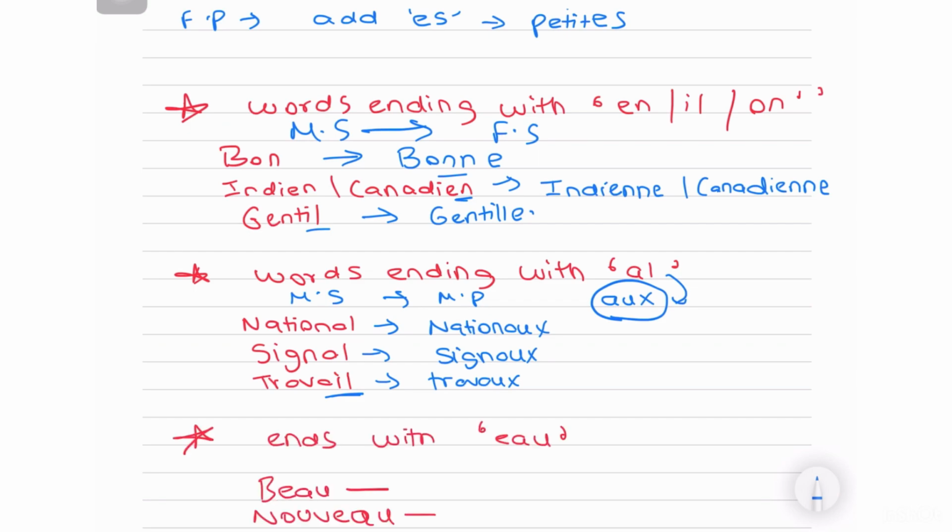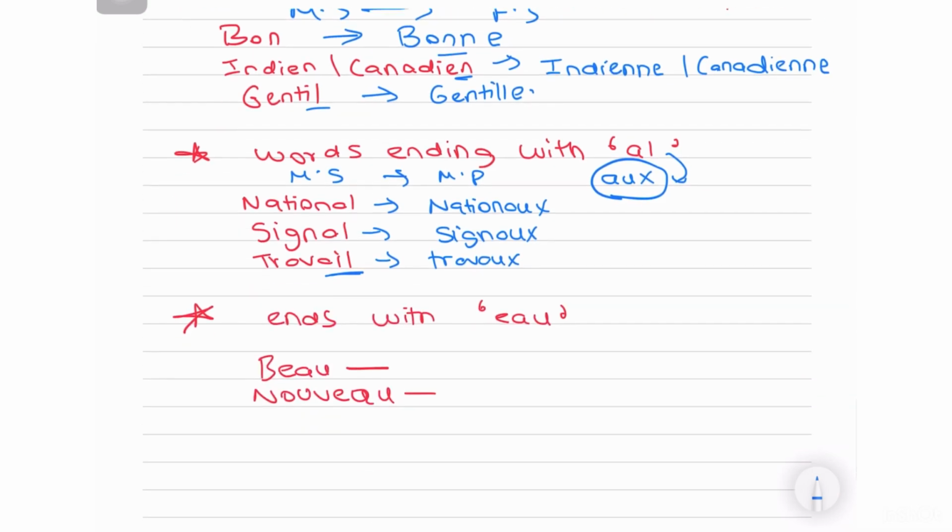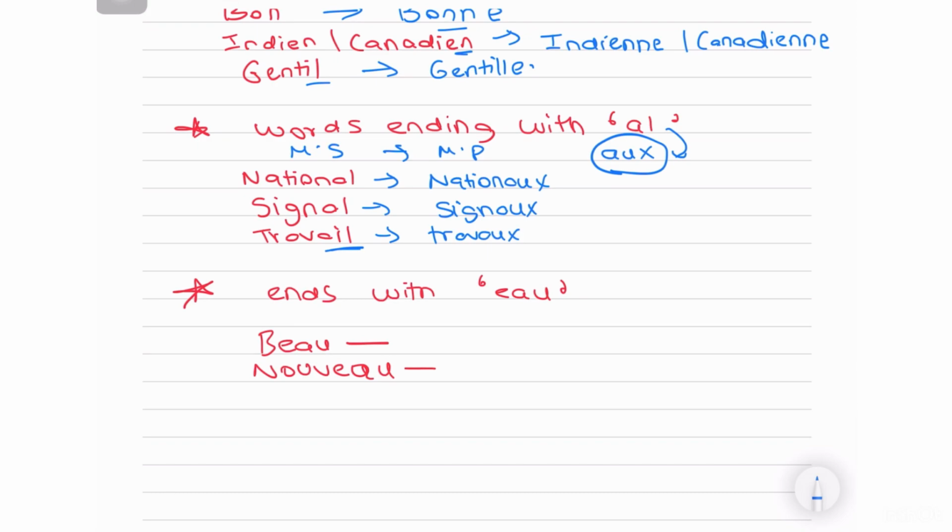Another thing, if the adjective ends with O, for example, beau or nouveau, they are both part of BANGS first of all. Okay, and in feminine they'll become belle or nouvelle. O goes to L, from masculine to feminine.